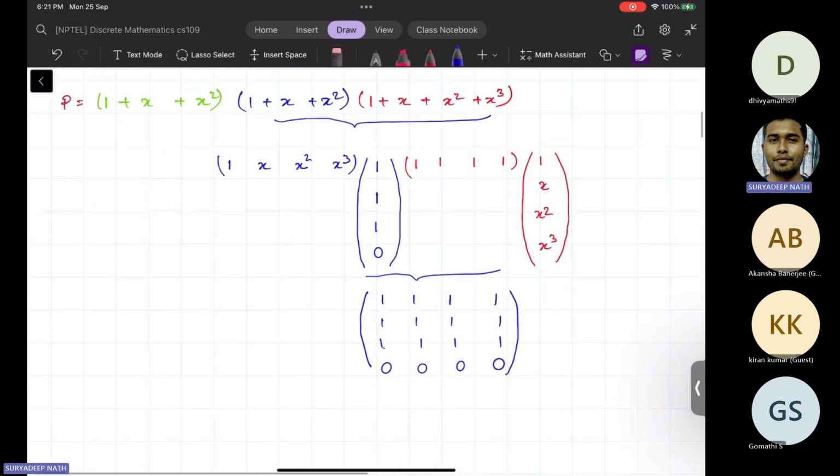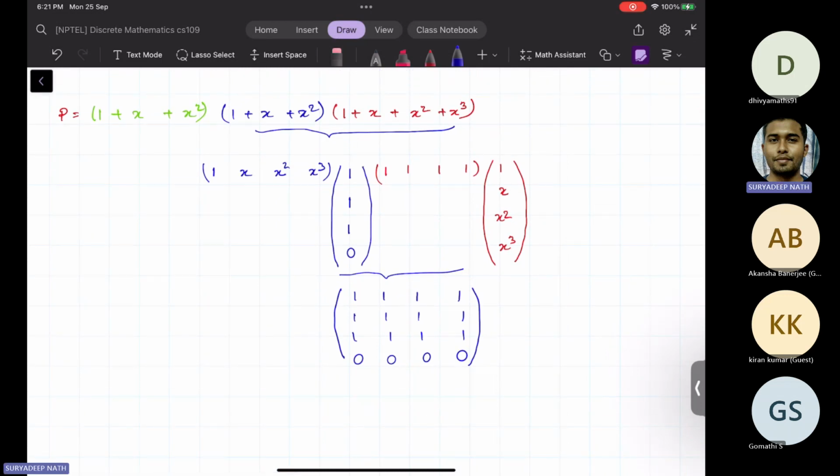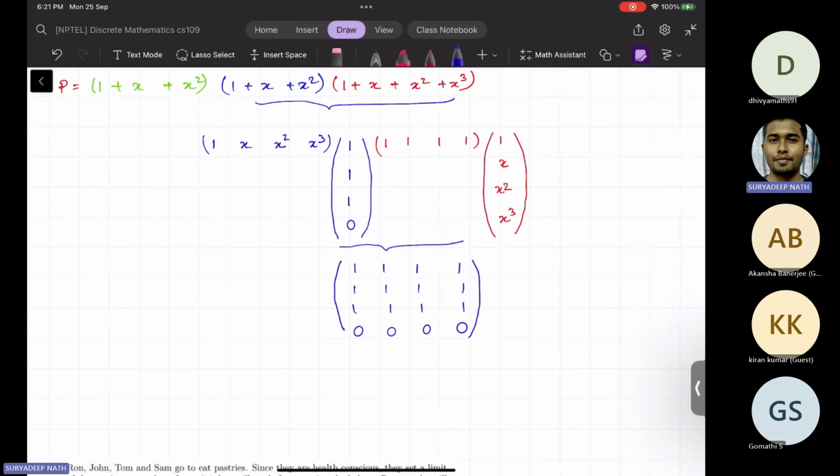Okay, so now to find the powers of it, what we'll consider is the diagonal sum. So we'll draw diagonals like this. So the coefficients would be like this. You have 1 from the first diagonal, from the second diagonal you have 2, from the third diagonal you have 3, from the fourth you have again 3, from the fifth you have 2, and then 1, and then 0. So this becomes your 1 plus 2x plus 3x squared plus 3x cubed plus 2x to the power 4 plus 1x to the power 5 plus 0x to the power 6.